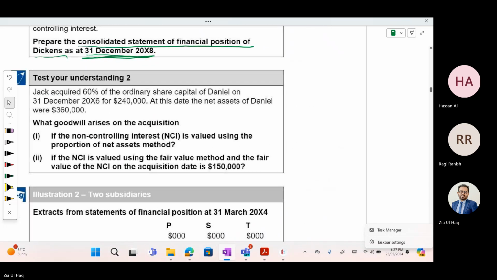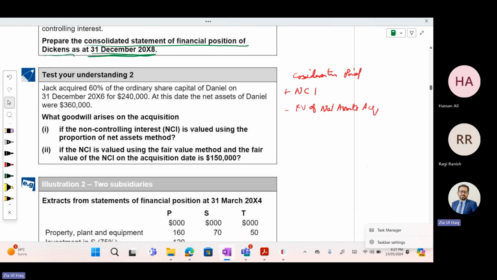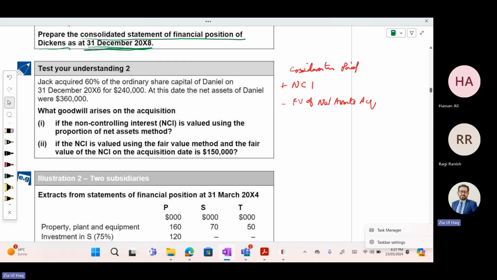How to calculate goodwill? Consideration paid, add non-controlling interest at the time of acquisition, less fair value of net assets acquired. How much consideration have you paid? Jack acquired 60% of the ordinary share capital of Daniel on 31st December 20x6 for 240,000. At this date, the net assets of Daniel were 360.